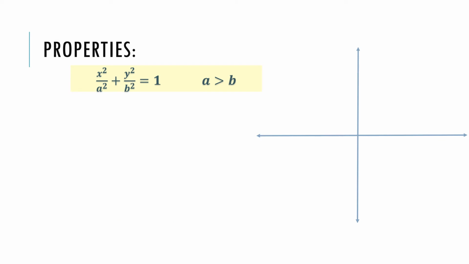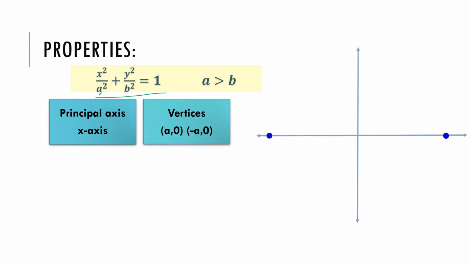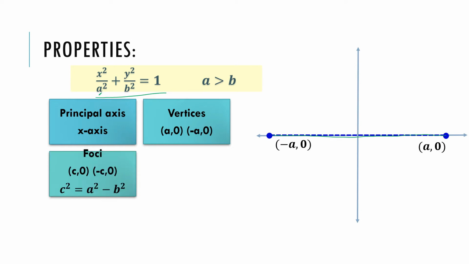Now, let us go to the properties of the ellipse na merong standard equation na x squared over a squared plus y squared over b squared is equal to 1. Note that a is always greater than b at kung mapapansin nyo dito, si a ay na kay x. Therefore, our principal axis is the x-axis. Vertices, it is given by a, 0 and negative a, 0. Ano nga ulit tawag dito? Sa line segment joining the vertices. Okay, the major axis.